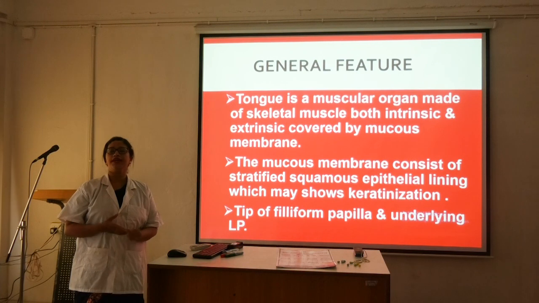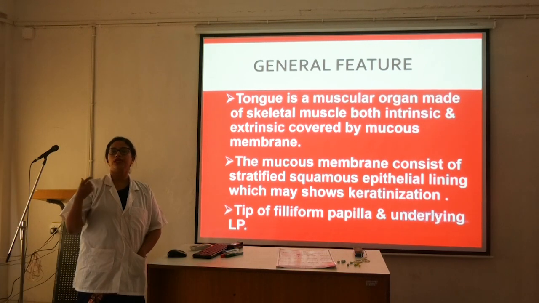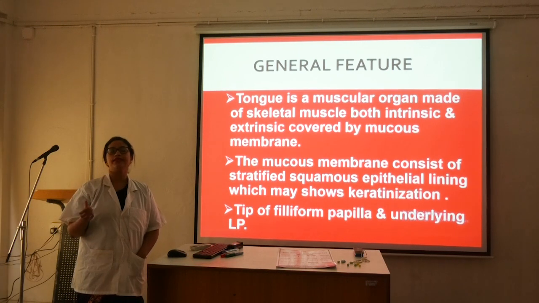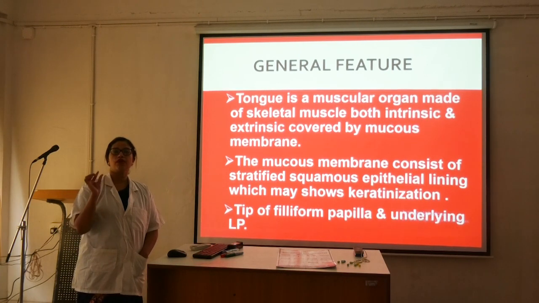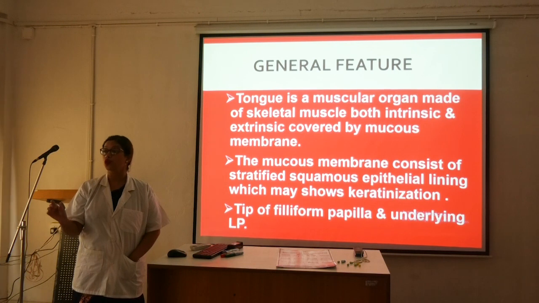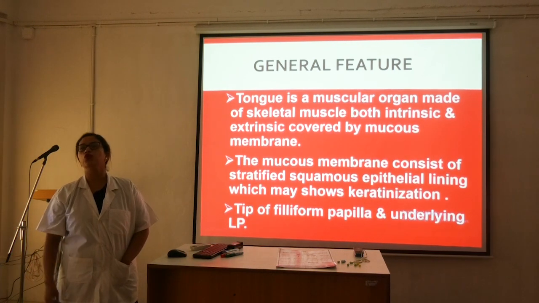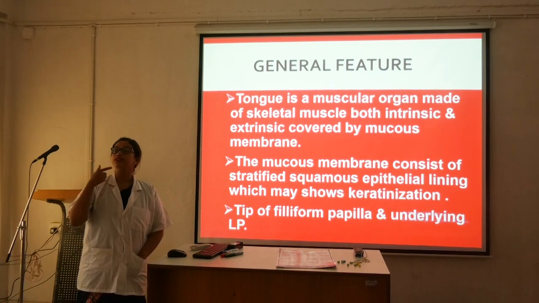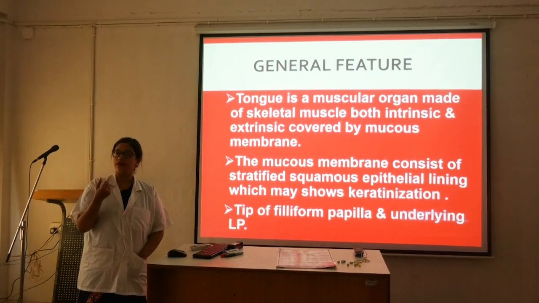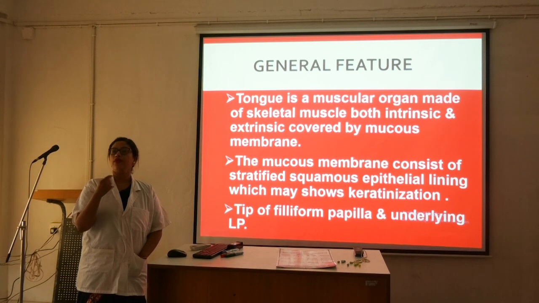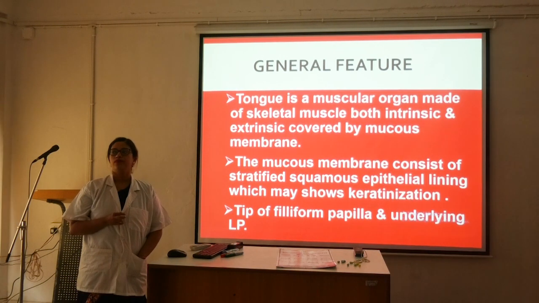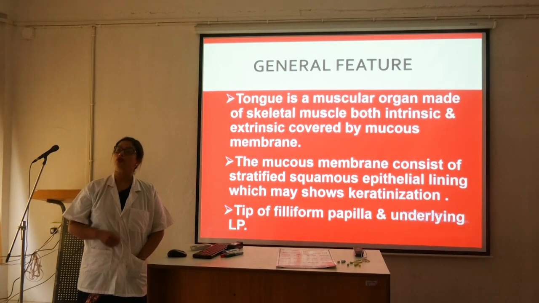Overall, it has got two surfaces. One is known as dorsal surface, another one is ventral surface. Okay? Then one part is attached to the floor and another is known as the root. Right? So which one is the root? The extended part. Okay, the extended part is called the root. Then where is it attached? On the floor of the oral cavity.